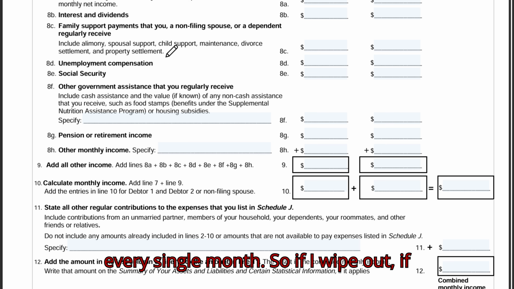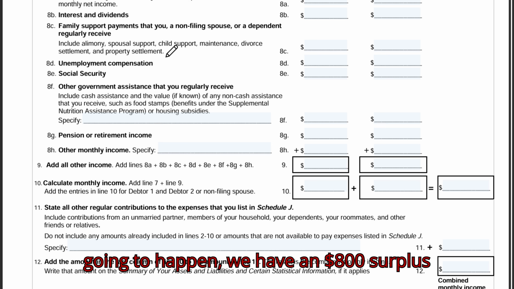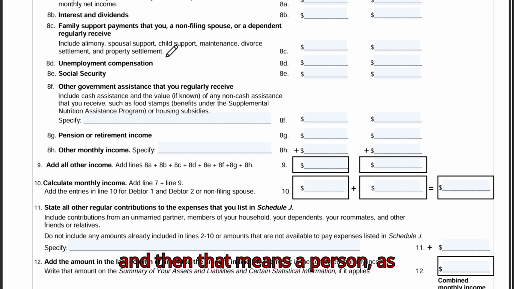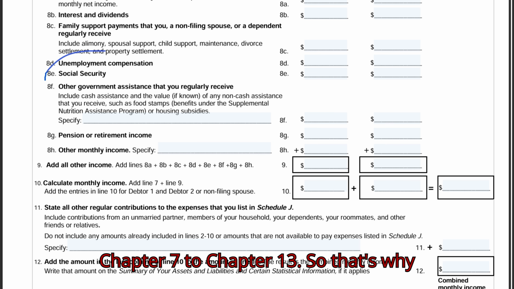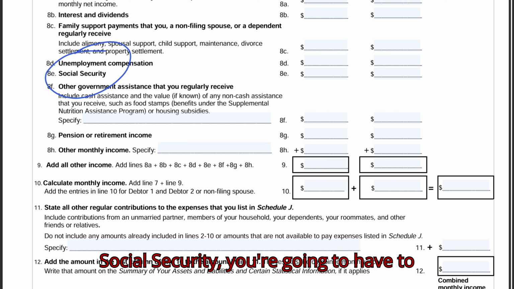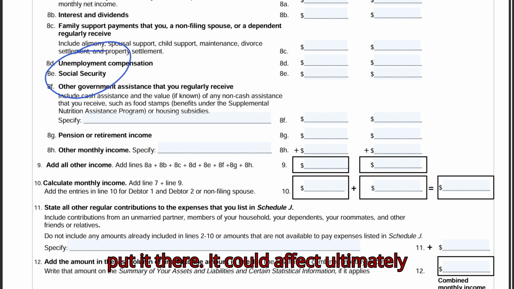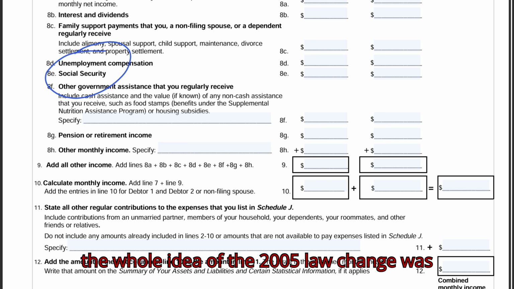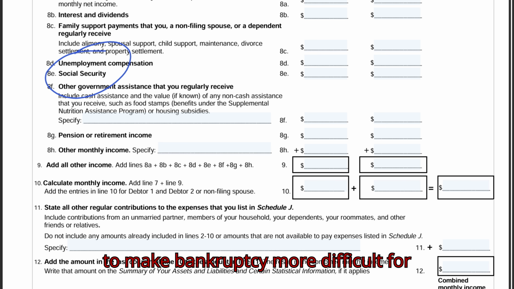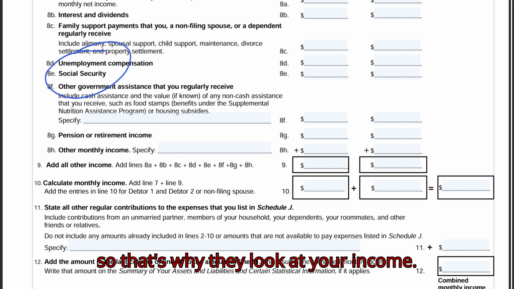So if I have no expenses to show, what is going to happen? We have an $800 surplus. And that means a person, as ridiculous as it sounds, has to go from Chapter 7 to Chapter 13. So that's why Social Security, you're going to have to put it there. It could affect ultimately disposable income. I've always said that the whole idea of the 2005 law change was to make bankruptcy more difficult for you. It was not to make it easier. And so that's why they look at your income twice.